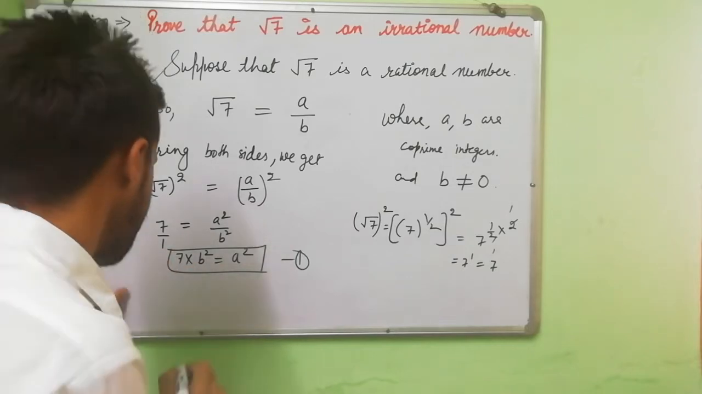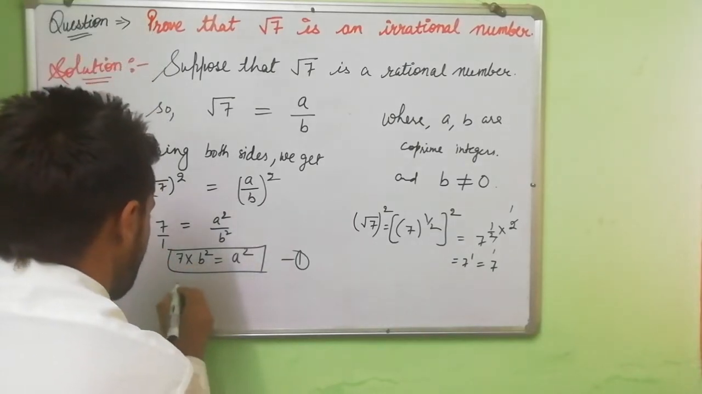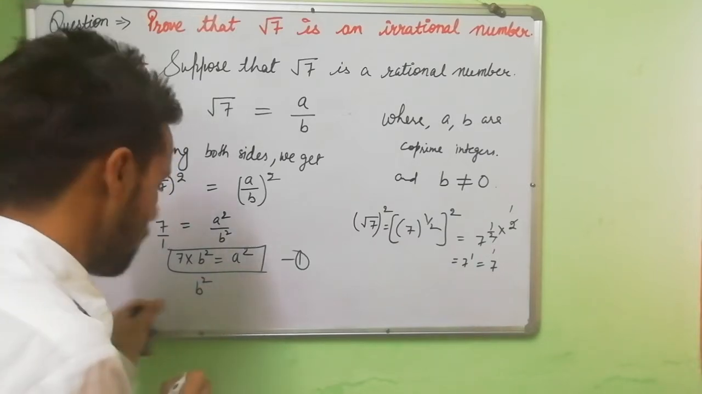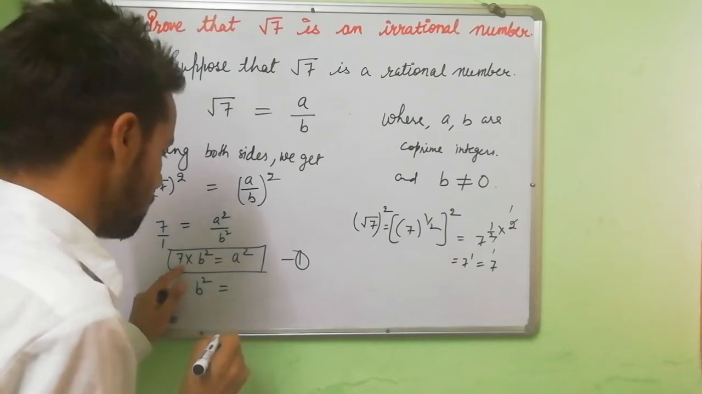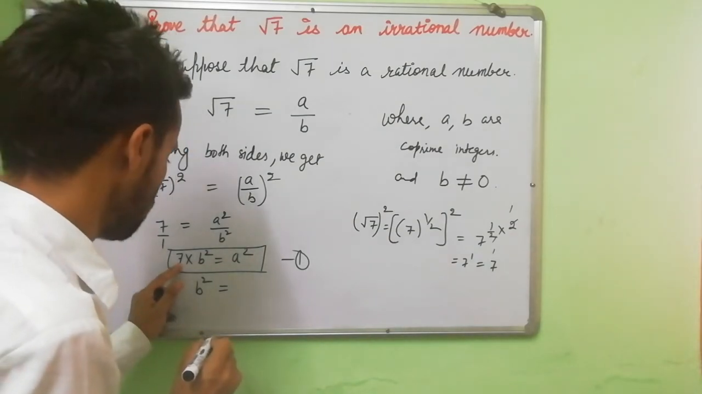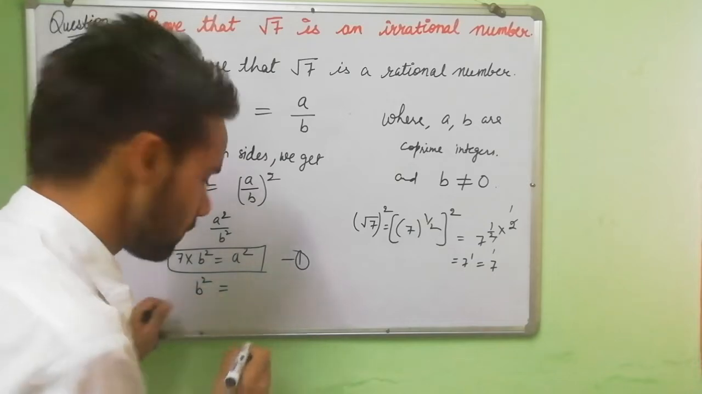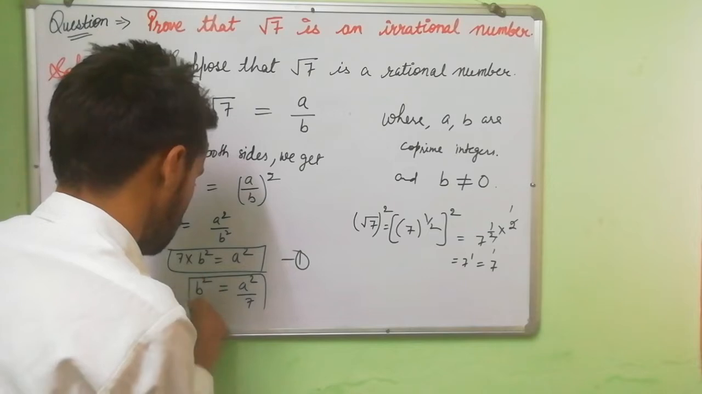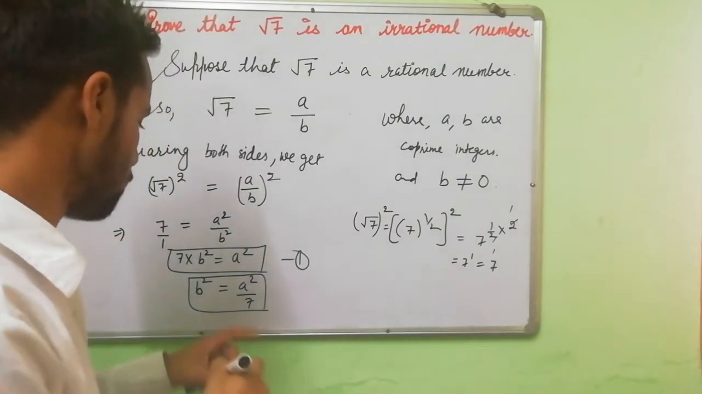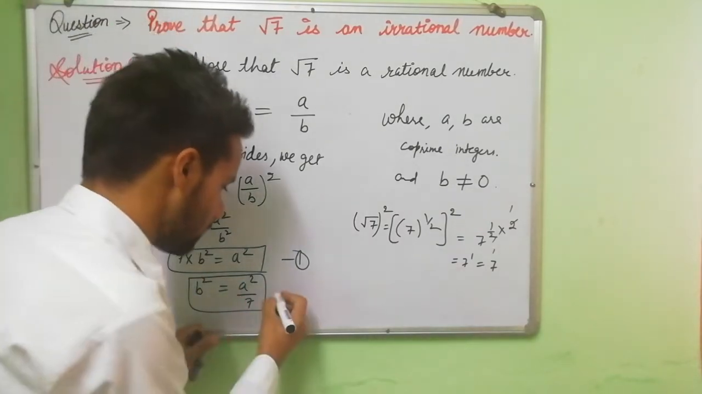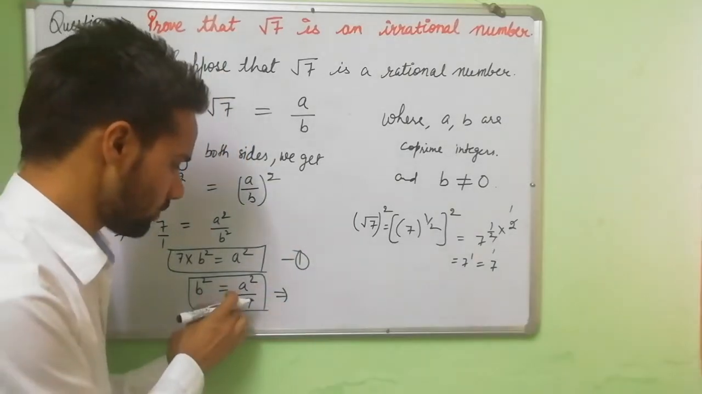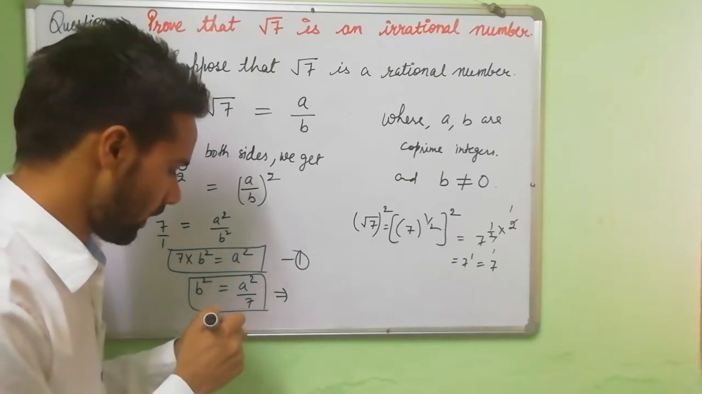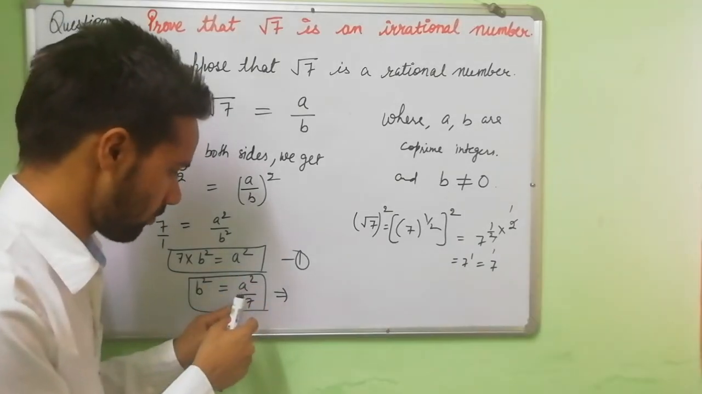After writing this, what do you do? You have to write b square here, and 7 is here in multiplication form. Whenever you take this to the other side, it comes in division form. You know very well from small classes. So it becomes b square is equal to a square upon 7. So from this, dear student, what do you understand? You understand here 7 divides a square. 7 divides a square.